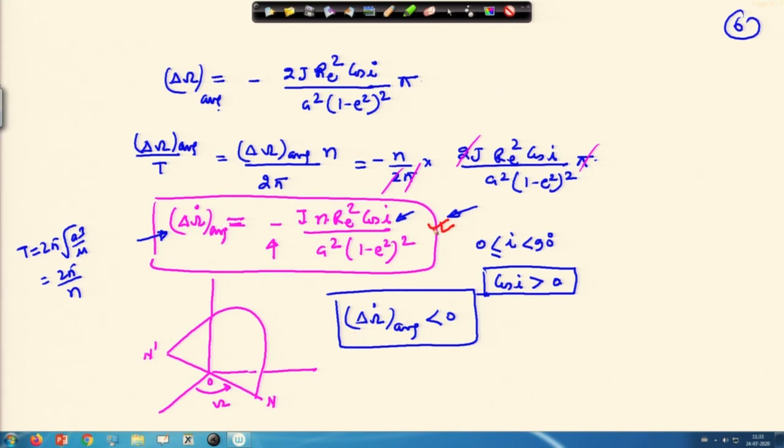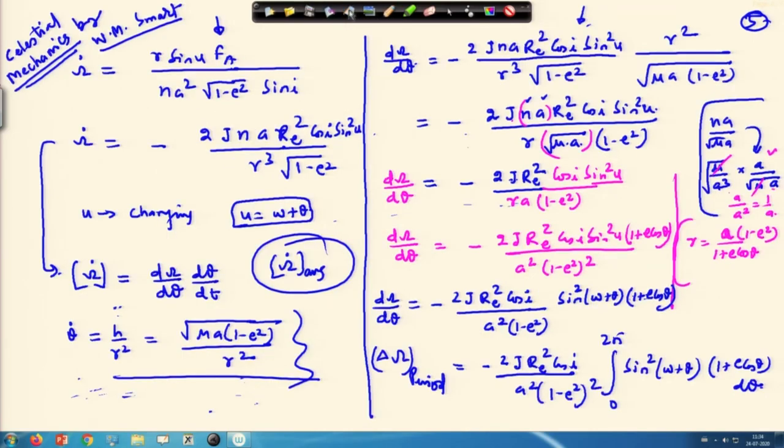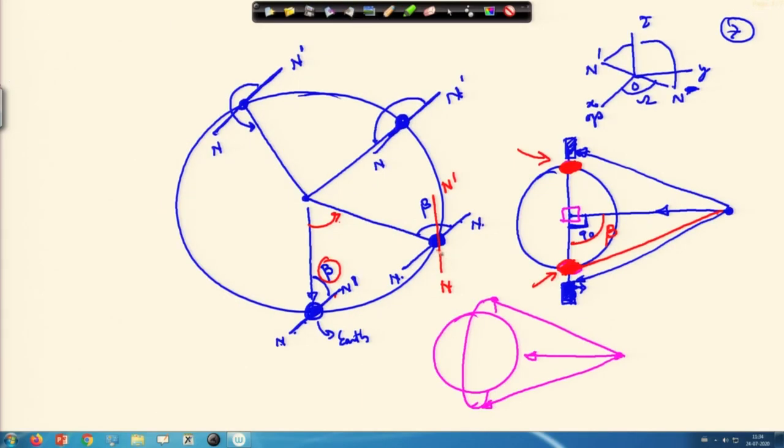So, can I make it equal to the, and here there is a minus sign. Therefore, this is also called the nodal regression rate, because there is a minus sign. If I is positive, automatically delta capital omega will be negative. That means, instead of moving here in this direction, it will move in the opposite direction. It will not go here in this direction. If I is positive, it will go here in this direction. That means beta will increase.